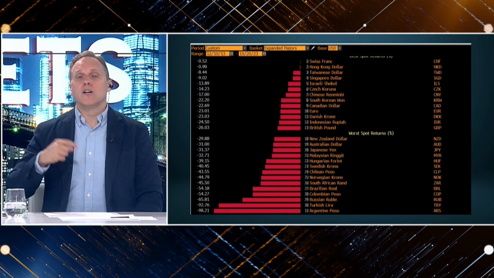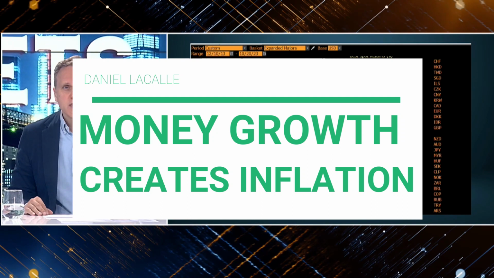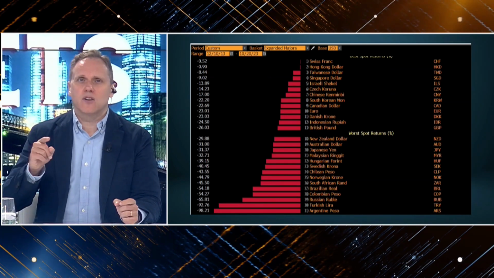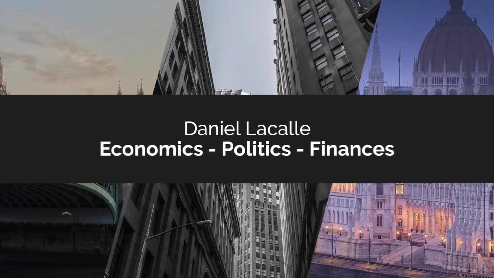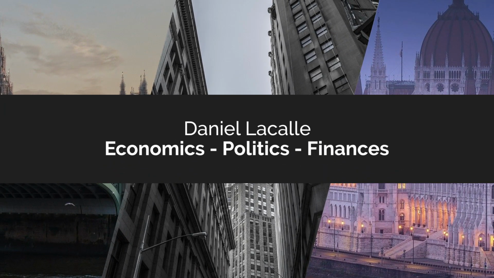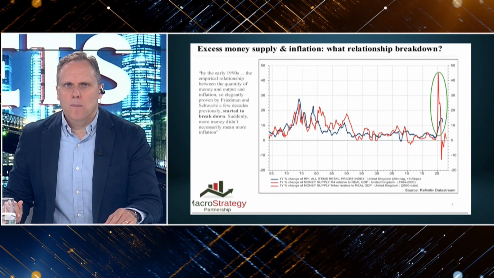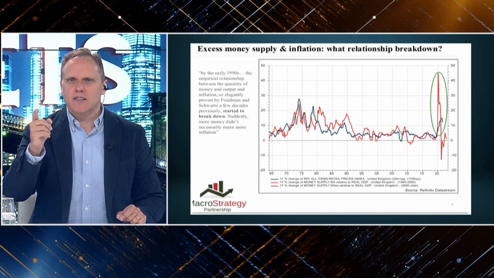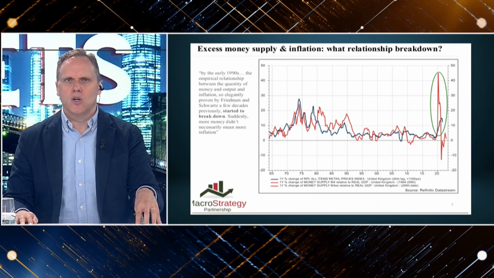Let's look at the increase in money supply relative to inflation. A lot of people say that inflation has absolutely nothing to do with the increase in money supply. Well, this graph shows you the opposite. In this graph, courtesy of Macro Strategy, what you will see is that the relationship is one-to-one, excess money supply versus inflation. It is absolutely false that inflation has nothing to do with the growth of money.